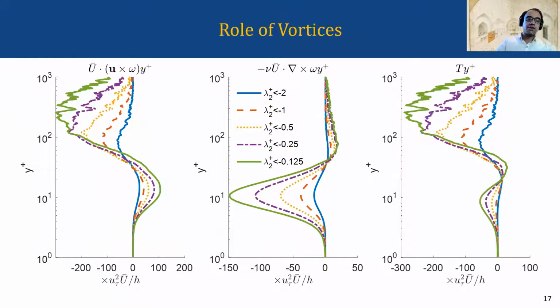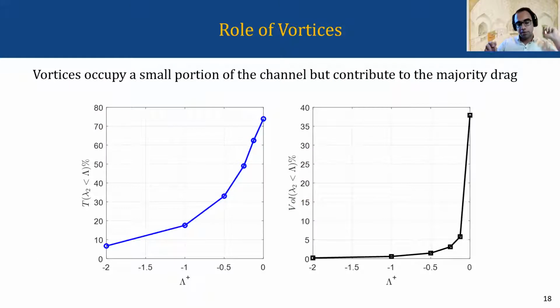So you can relax the threshold for considering a vortex, and you can consider more and more of the vortices in the flow, and ultimately we see that they contribute the major share. So most of the momentum transfer is coming from the vertical structures.